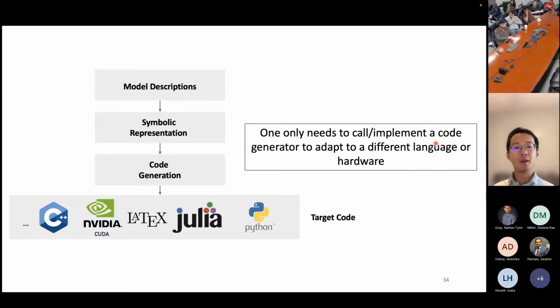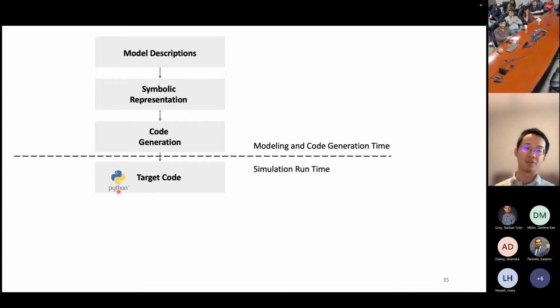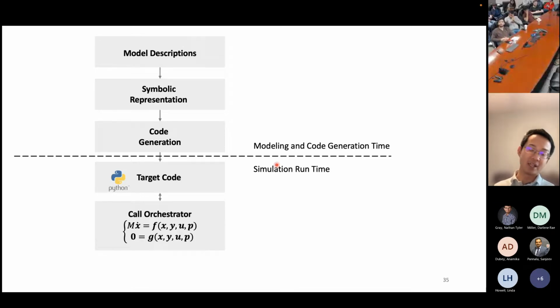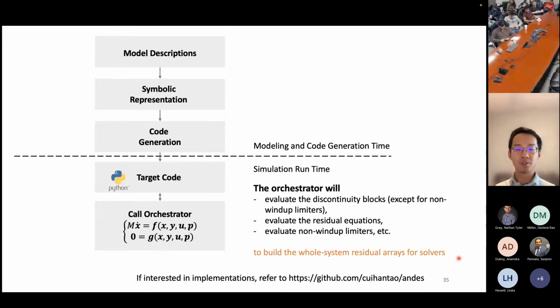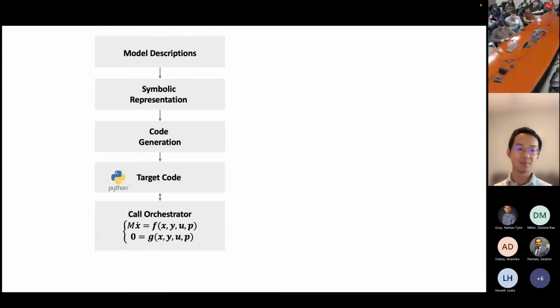So the takeaway is that one only needs to call and implement a code generator to adapt to a different language or hardware. Suppose that we have generated Python code, and to make it simulate, we need to organize the functions for individual models into that for a whole system. That's done by a so-called call orchestrator. It evaluates the discontinuous blocks, the residual equations, and the non-windup limiters, and then builds the whole system residual array for the solver. This is kind of implementation heavy, but if you're interested, please refer to the code base.